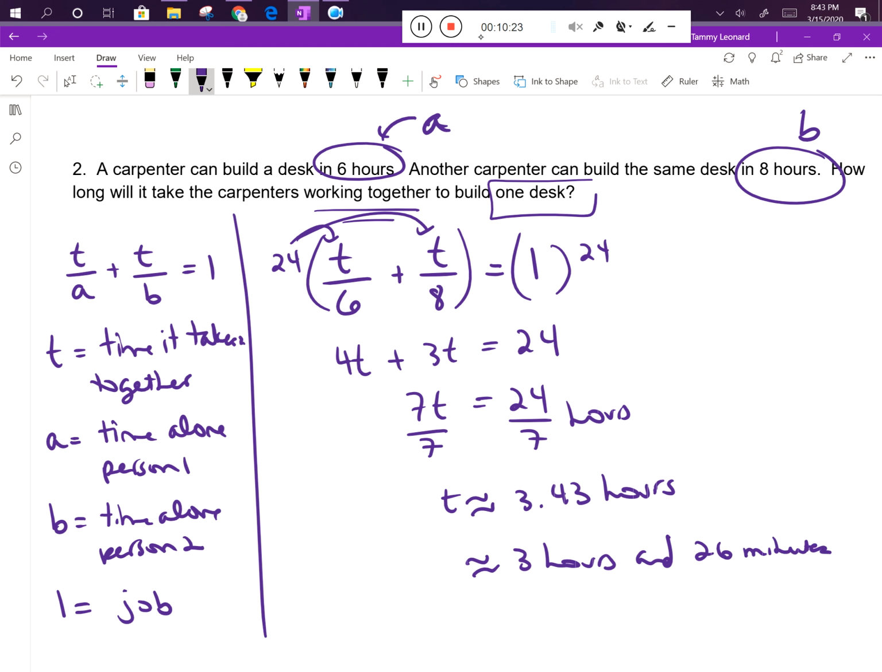If you're quoting a job, you're probably going to say, oh, it was about 3.5 hours because it's awfully close to 3.5 hours. But that's how long it should take the two carpenters working together to build just the one desk.